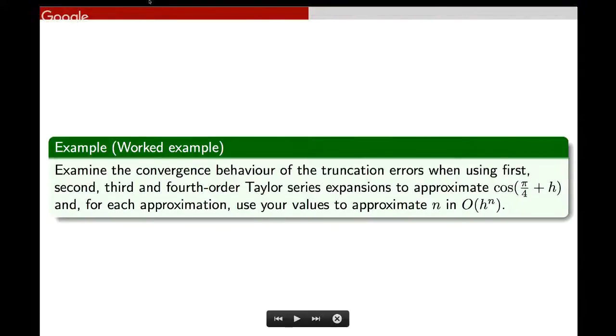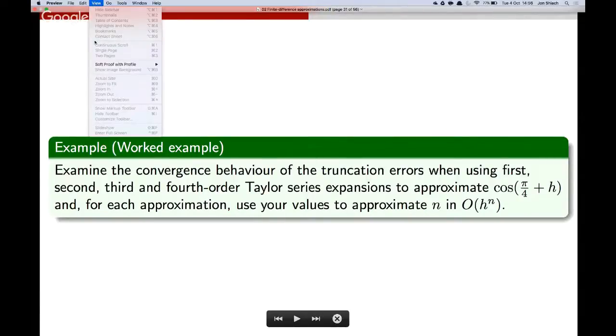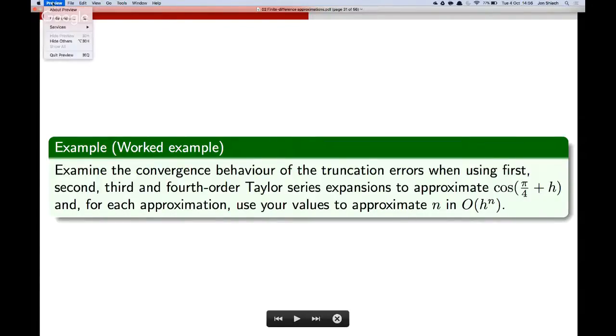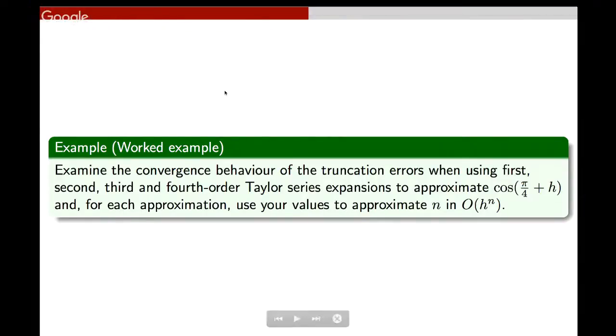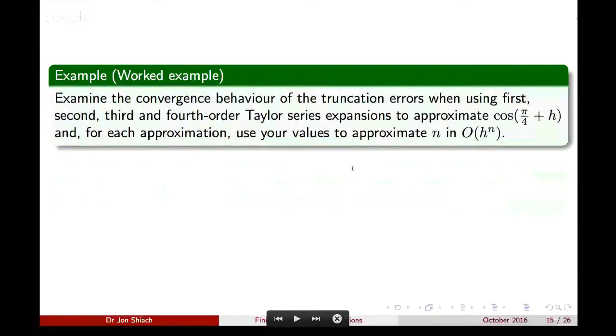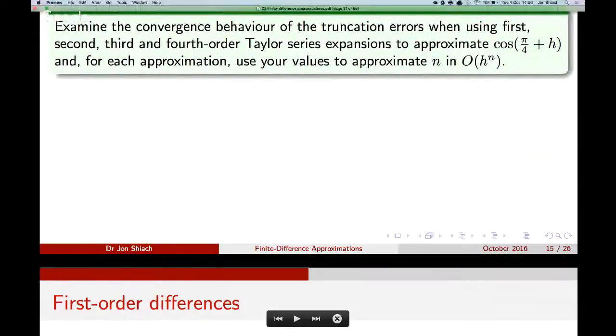Right, for some reason that's gone a bit awry. So. How do I get that off? Okay, for some reason, give me a sec.